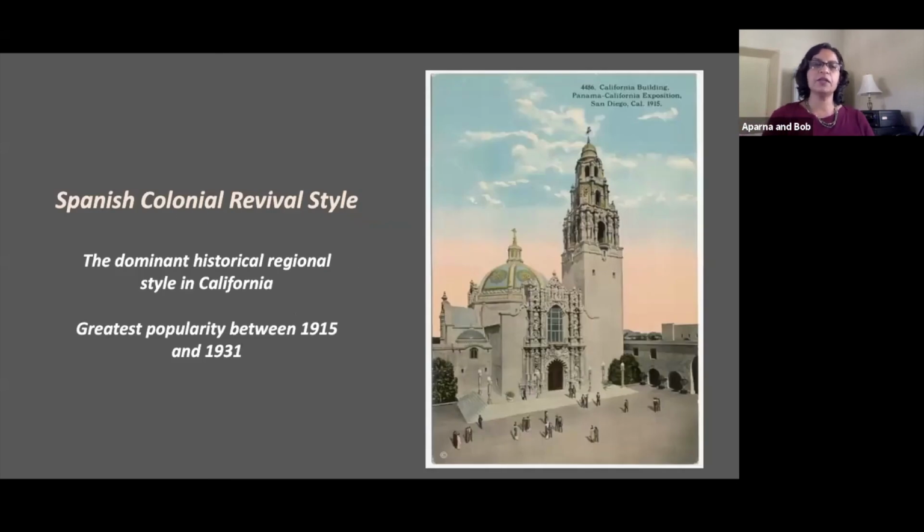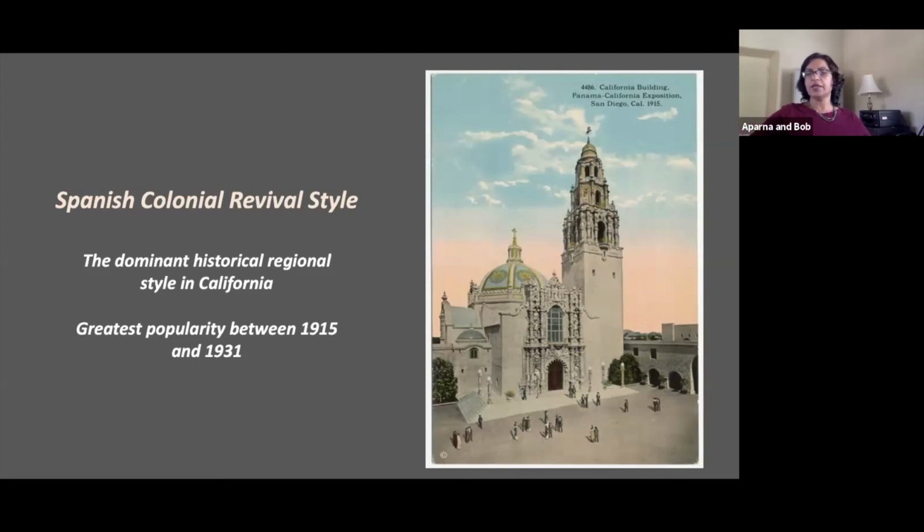The Spanish colonial revival style is an architectural style that emerged in the early 20th century, based on the Spanish colonial architecture of the Spanish colonization of the Americas. Architects Bertram Goodhue and Carleton Winslow are credited with popularizing this style during the 1915 Panama-California Exposition in San Diego. The Spanish colonial revival movement enjoyed its greatest popularity between 1915 and 1931 and became the dominant historical regional style in California.